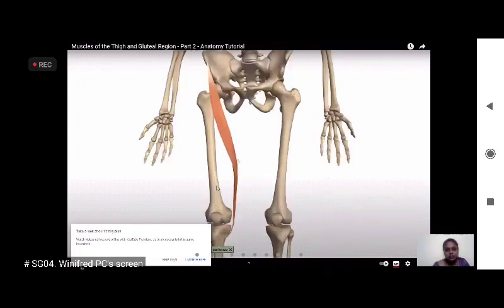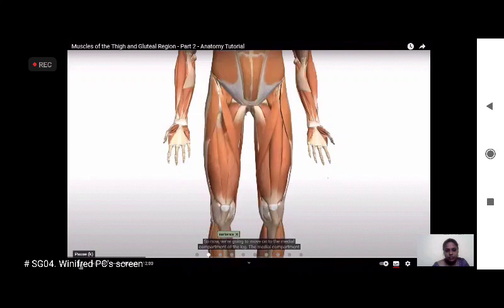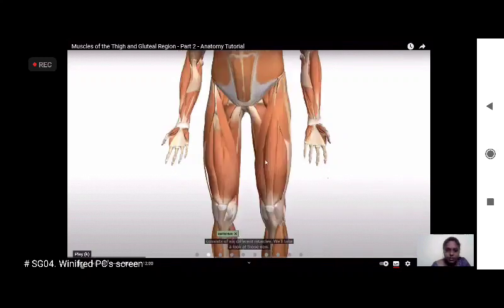So now we're going to move on to the medial compartment of the leg. The medial compartment consists of 6 different muscles. In the medial compartment, we will be looking at the adductor muscles: adductor magnus, adductor longus, adductor brevis, pectineus, and gracilis. All these muscles we will be seeing, and this medial compartment is supplied by the obturator nerve.